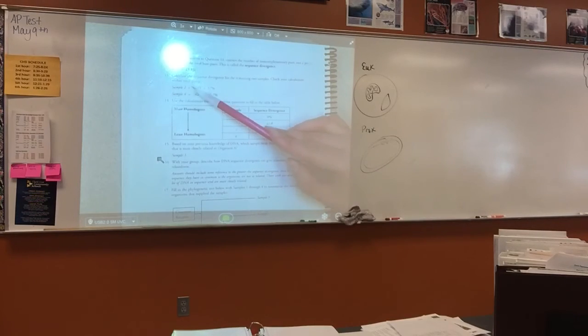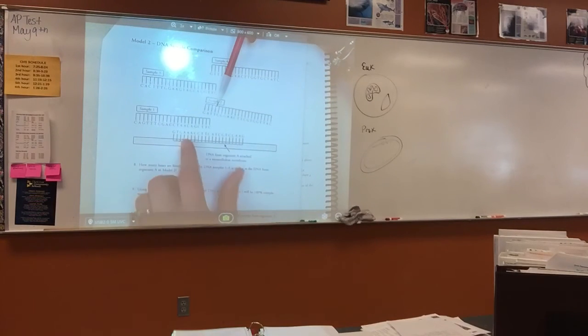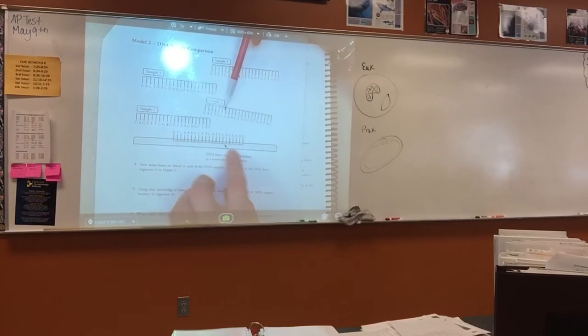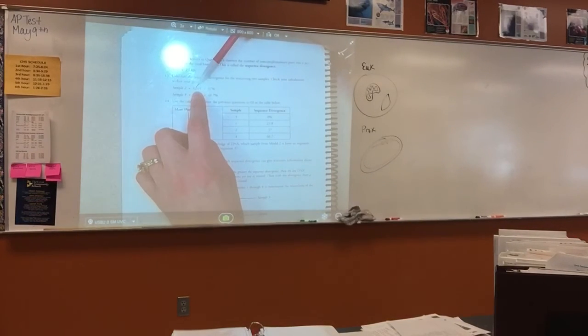So for 2 and 4, you had to count up. Looking at two, you compare it to organism A and count up how many of the bases are non-complementary. When you did that, you should have gotten 12 divided by the total bases of 21, so we get a 57% difference. And for four, you should have gotten 14 non-complementary, divided by 21, and you get 66.7.